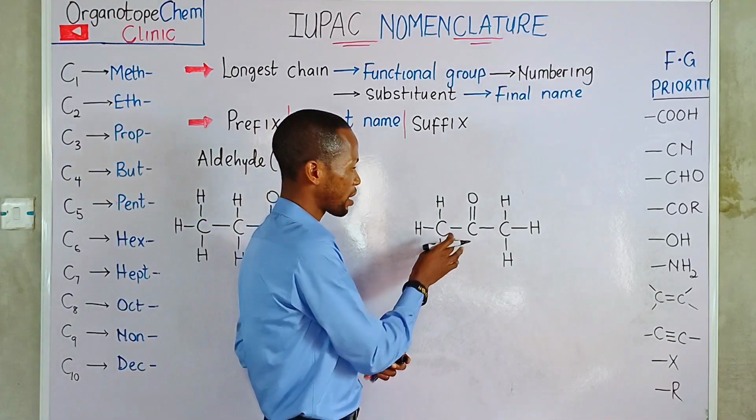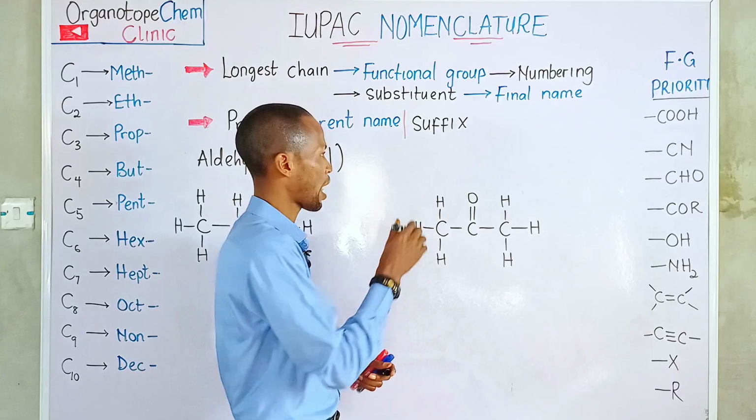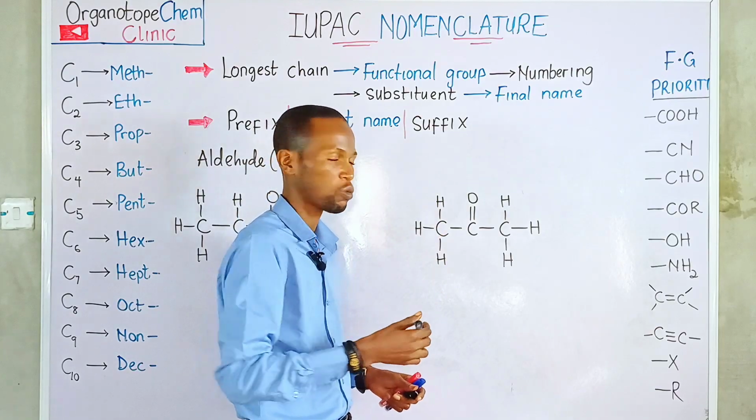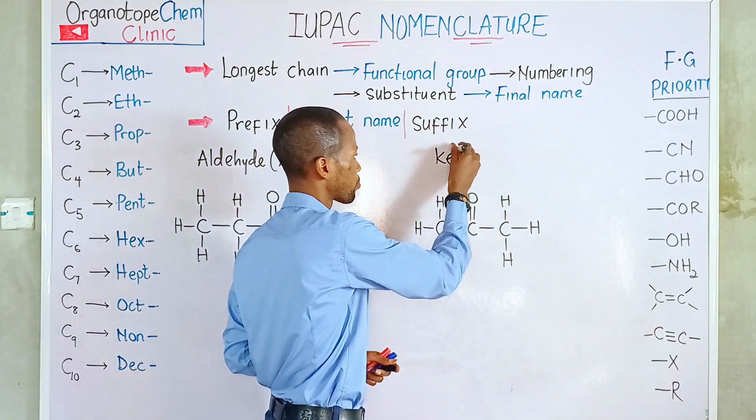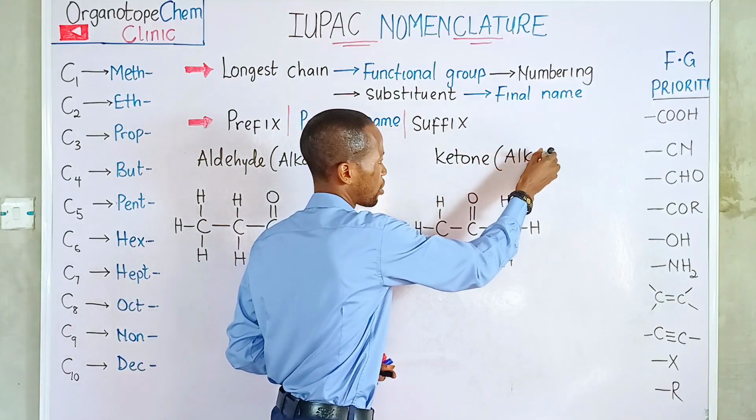In an instance whereby the carbonyl group is found in between 2 carbon atoms, the class name is alkanone. The common name is ketone. So the class name is what? Alkanone.